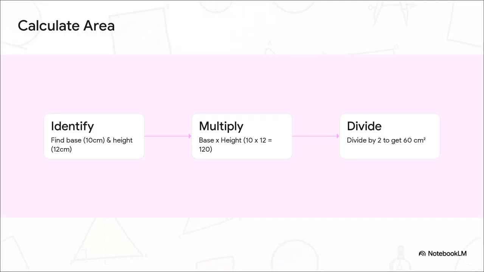Let's put that into action real quick. Imagine an isosceles triangle with a base of 10 centimeters and a height of 12 centimeters. Step 1, identify those 2 numbers.